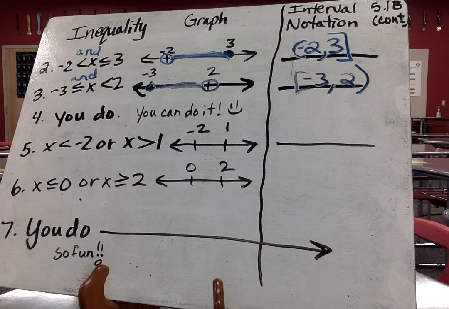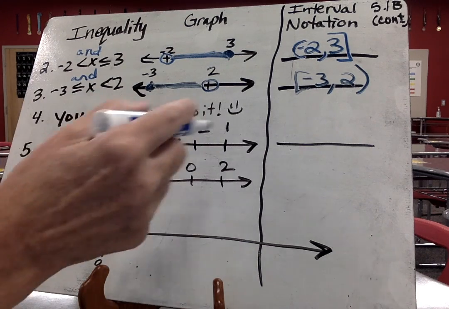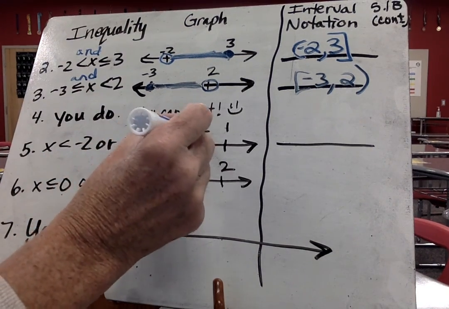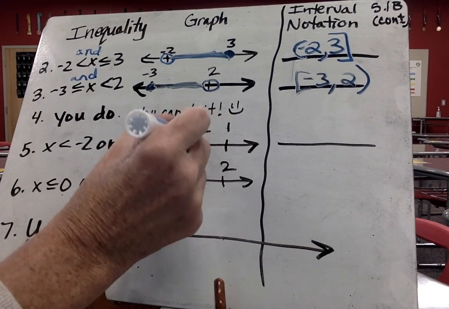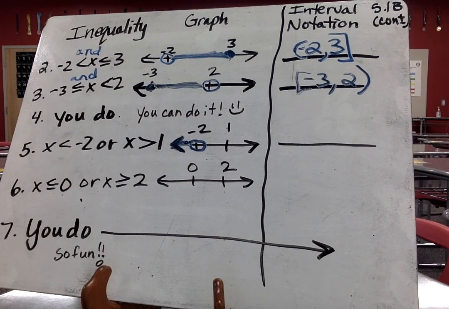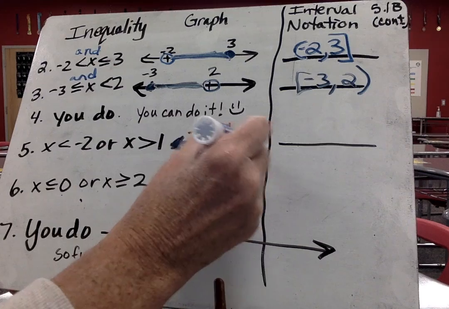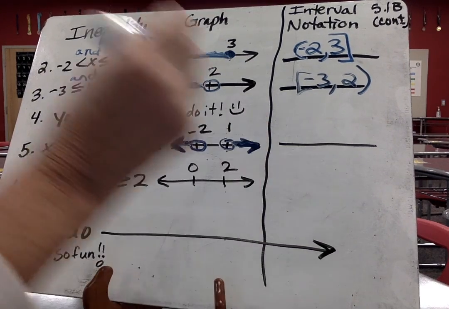You can pause the video while you do number 4. Okay, x is less than negative 2 or x is greater than 1. So I have negative 1 and 2 on my graph. It's less than negative 2, does not include negative 2, everything to the left. Or x is greater than 1, open dot at 1, shaded to the right. And there's your solution set.